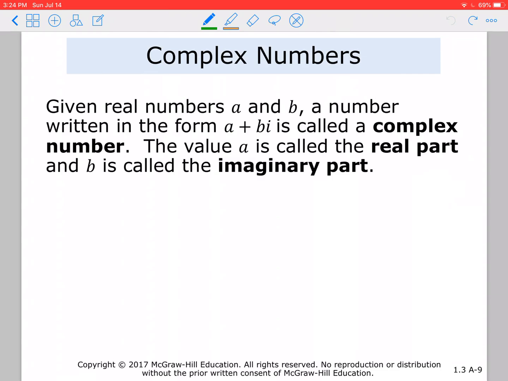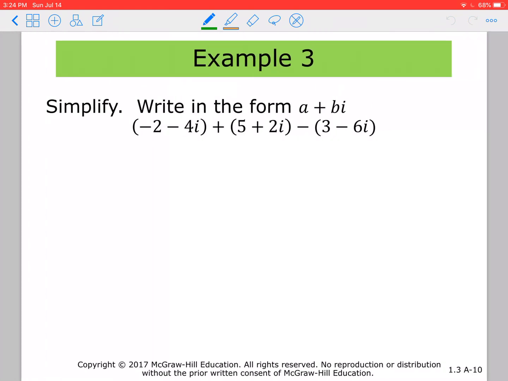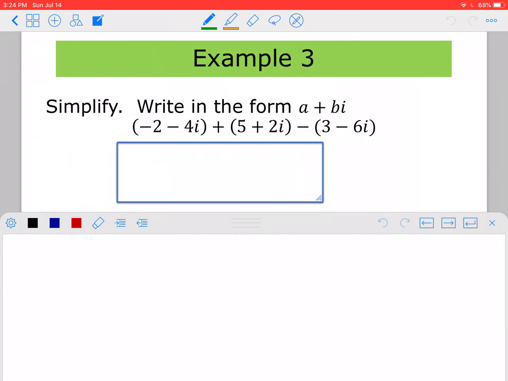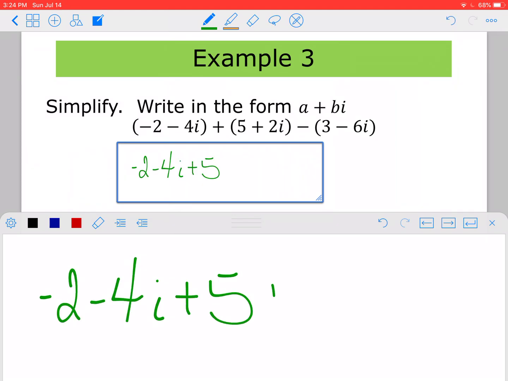So in this case, we're just going to combine like terms, really. So we've got negative 2 minus 4i plus 5 plus 2i, and then we've got to distribute that negative there. So minus 3 plus 6i. Combine like terms. So negative 4i plus 2i will give us negative 2i, plus 6i will give us 4i.